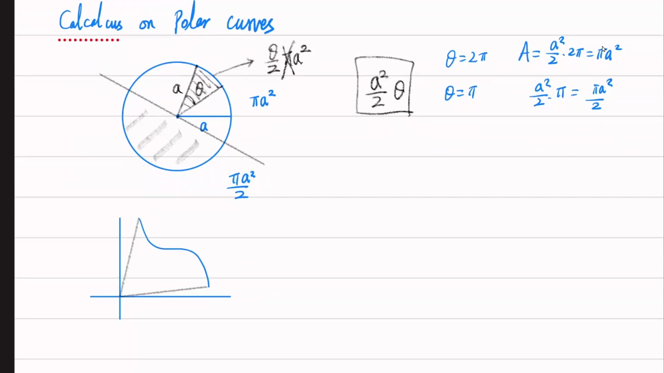Okay, so I have a polar curve, r is f(theta), with a start angle and an ending angle. Now I'm interested in finding this area. Okay, what should we do? Using the idea of integration.